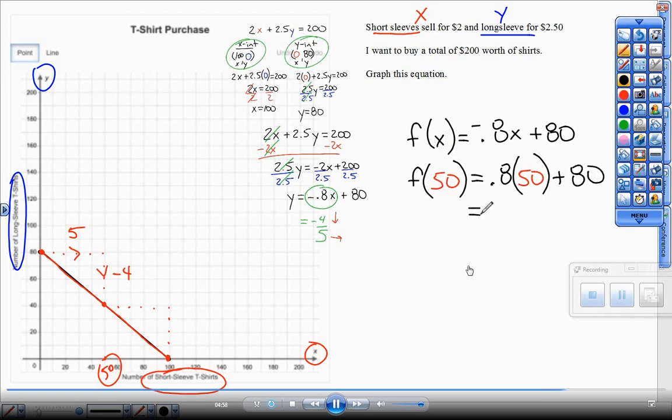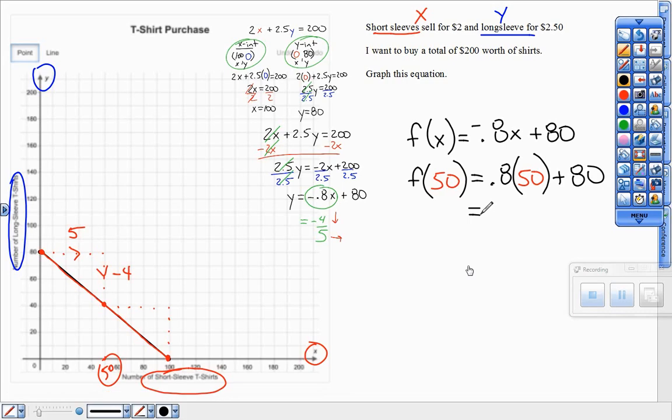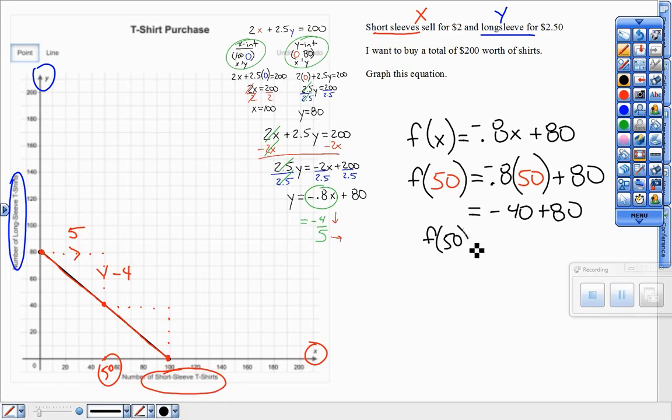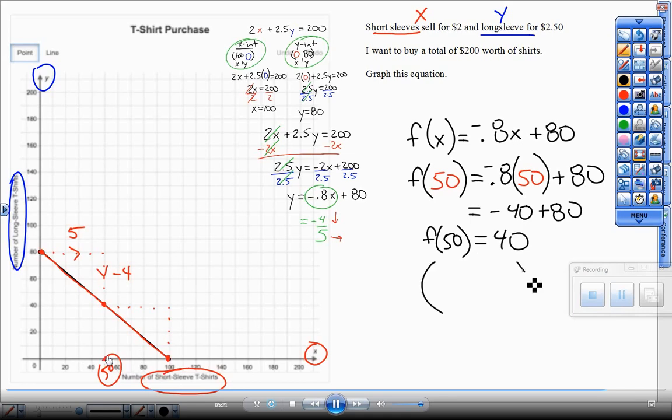So that gives me 0.8 times 50, which is negative 40. This is going to be negative. Don't forget that negative. So negative 40 plus that 80 gives me the function at 50 equals 40. And that matches this coordinate. This coordinate is written as 50 for x, 40 for y, or f of x equals y. 50 is the number I plugged in. 40 is the number that I get spit out. That is that coordinate right there. 50 for x, 40 for y.